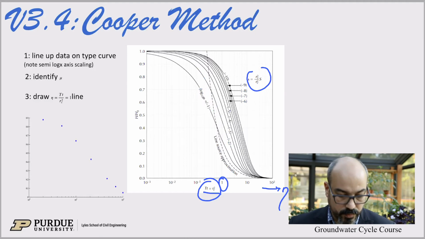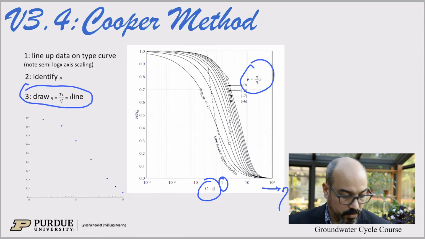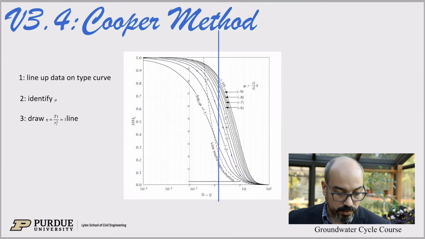So again, first we line up the data, second we read mu, and third, we want to read the data at this point where TT equals RC squared. And I'll show you why before, because then we can actually get the transmissivity. Okay, so let's do it. So now we lined up the data.